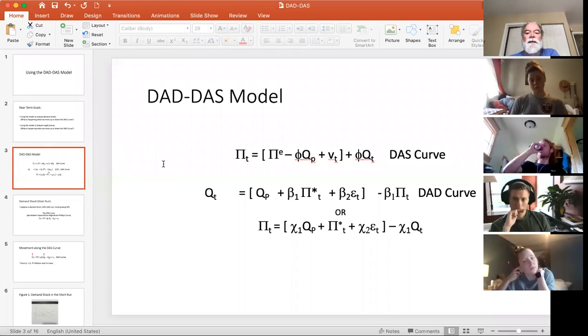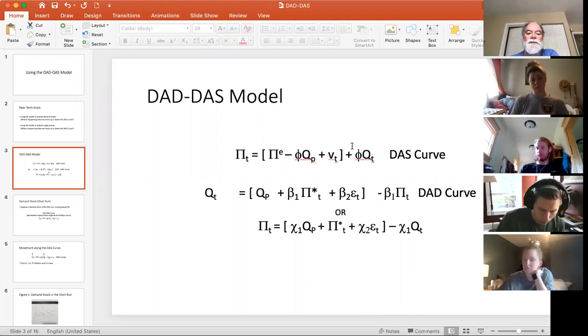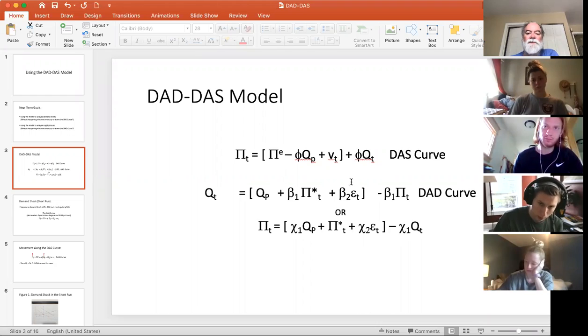All right. So the thing to notice here is that the DAS curve is upward sloping because of this positive coefficient. The DAD curve is downward sloping because of this negative coefficient. The things that are in the square brackets are things that shift the DAS curve or the DAD curve in whatever configuration you're looking at.